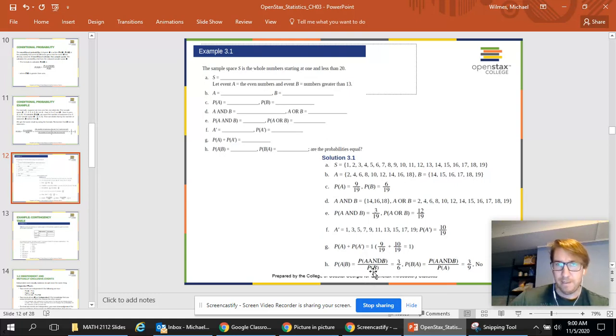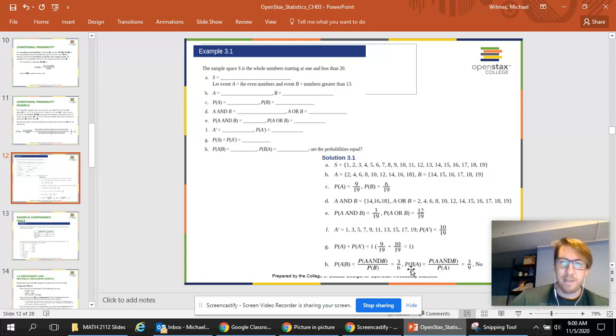Probability of B, we already calculated that. That was 6 over 19, because there's 6 ways out of that total of 19. And the probability of A and B, we already calculated that one too, 3 out of 19. And if you take 3 over 19 divided by 6 over 19, we get 3 over 6.